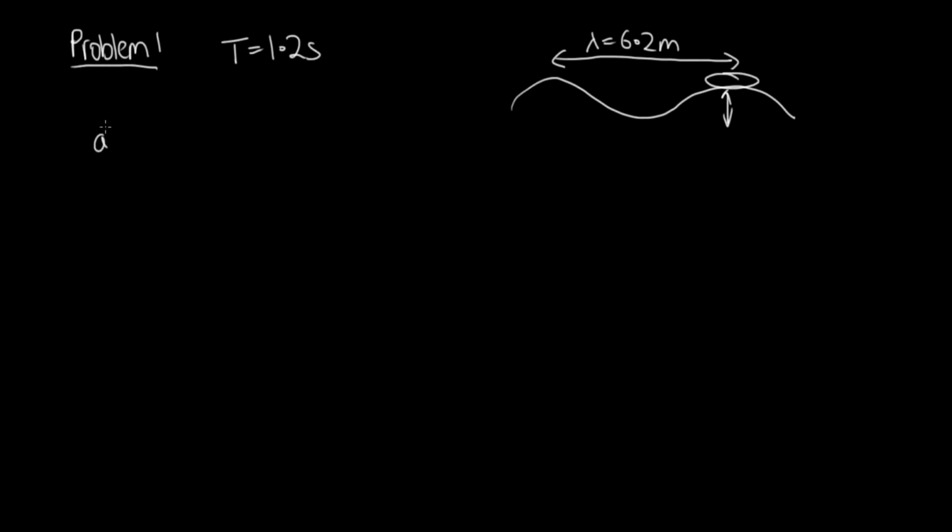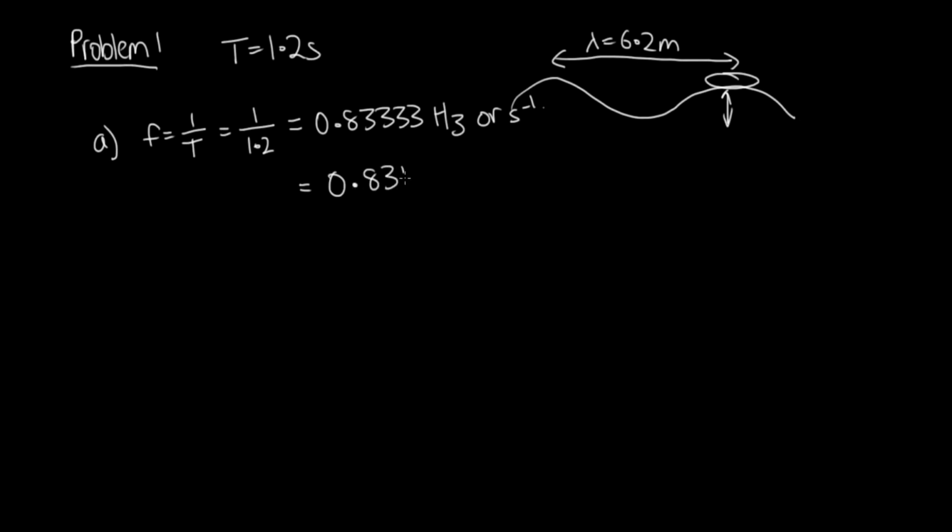Part A of the question asks, what is the frequency of the wave? Well, the frequency is the inverse of the period, so that's 1 divided by the period. 1 divided by 1.2 seconds gives us 0.83333, and the units for frequency are hertz, or you can put it as inverse seconds. This is just to two significant figures, so we should give our answer to two significant figures, so 0.83 hertz.